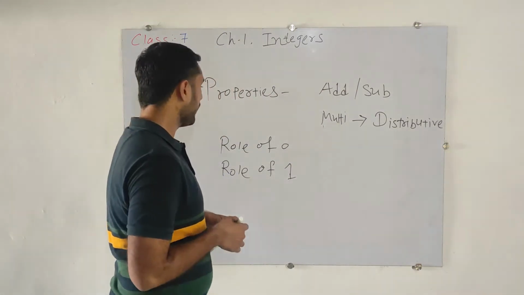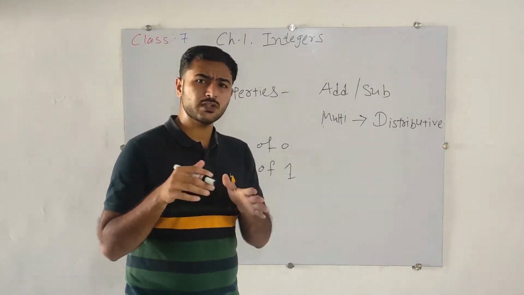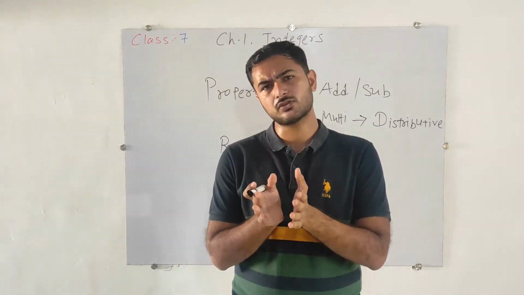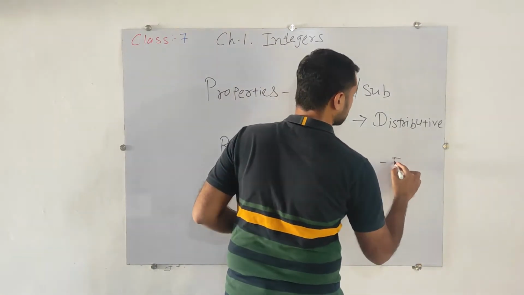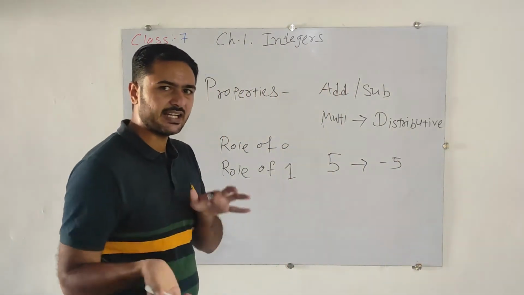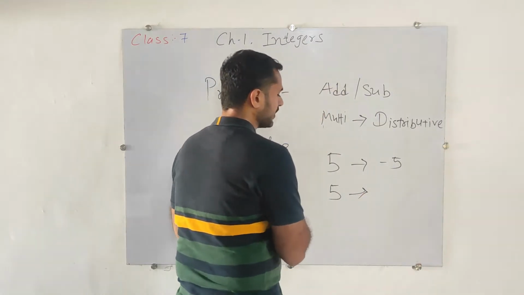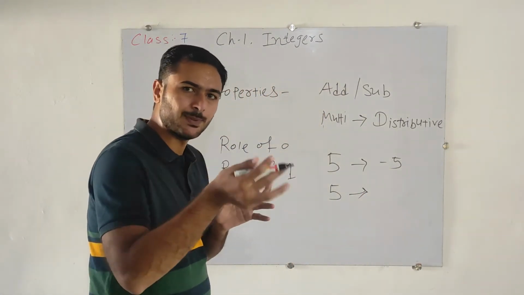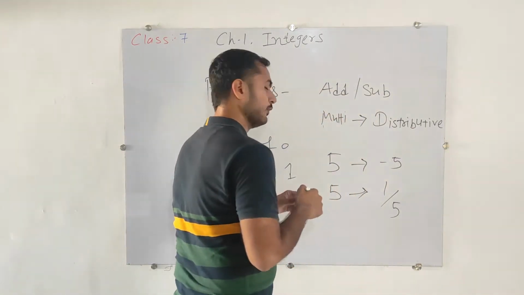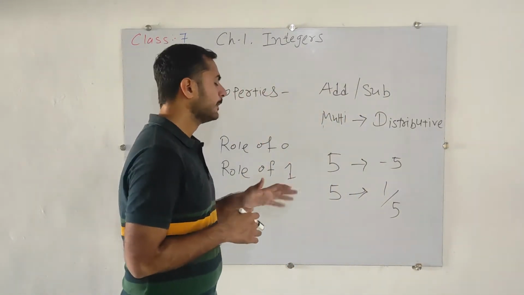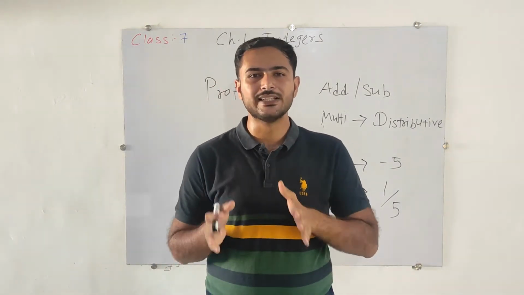Then we learned about the inverse. The inverse for addition: suppose I ask you about 5, then it will be minus 5 in addition. And the inverse for multiplication: if I ask you to write down the inverse for 5, the multiplicative inverse will be 1 by 5. So this is all about how we can use the properties in mathematics for the integers.